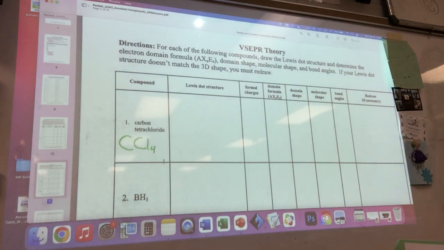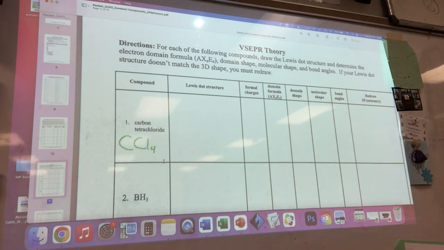All right, so the first thing we did was we wrote the chemical formula for carbon tetrachloride. Sure enough, 1 carbon, 4 Cls. To get a Lewis dot structure, we have to know how many dots we have. So, number 9. Sawyer, how many dots does this molecule have?